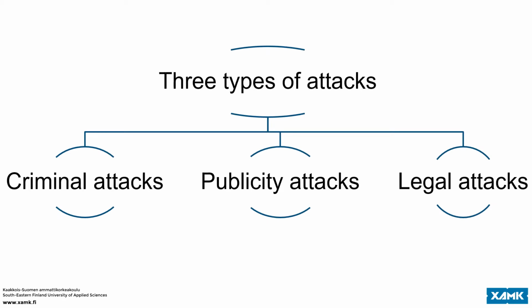In general, attacks on security can be categorized into three different types. Criminal attacks that exist for criminal intentions and usually for profit. Publicity attacks that are not necessarily for profit. And legal attacks which may or may not be profit-seeking. Criminal attacks are the most obvious and the type that is easiest to focus on. Publicity attacks and legal attacks are probably more damaging.